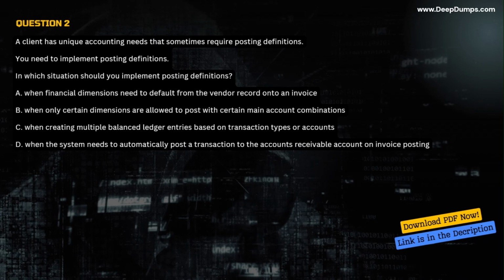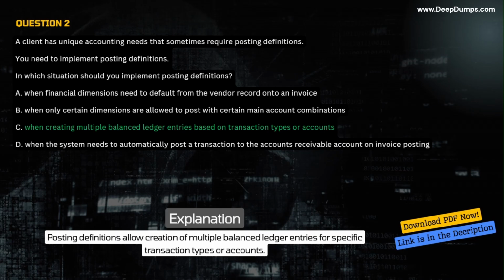C. When creating multiple balanced ledger entries based on transaction types or accounts. D. When the system needs to automatically post a transaction to the accounts receivable account on invoice posting. Correct answer: C. When creating multiple balanced ledger entries based on transaction types or accounts. Explanation: posting definitions allow creation of multiple balanced ledger entries for specific transaction types or accounts.